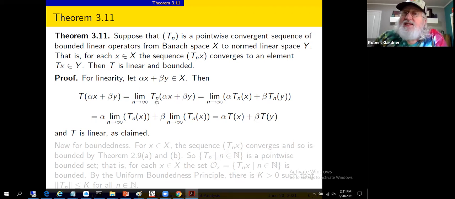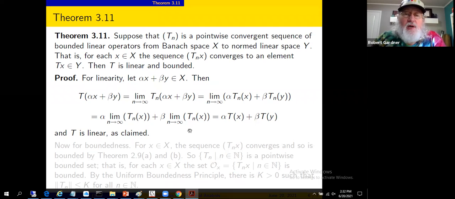Now we're in business. The T sub n's are linear, so use the linearity of the T sub n's. The limit of a linear combination is a linear combination of the limits, properties of limits from calculus 1. And now we know the limit as n approaches infinity of T sub n of X will be T of X. T sub n of X converges to T of X.